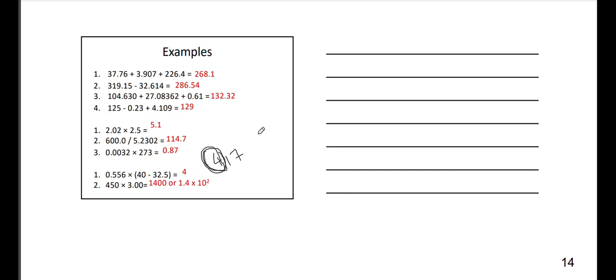So hypothetically speaking, if my answer was 4.67, I can only report the 4, right? But because the 6 is more than 5, I'll have to report 5. So I'll always have to think of rounding up and look at the number next to the last number that you're trying to report.